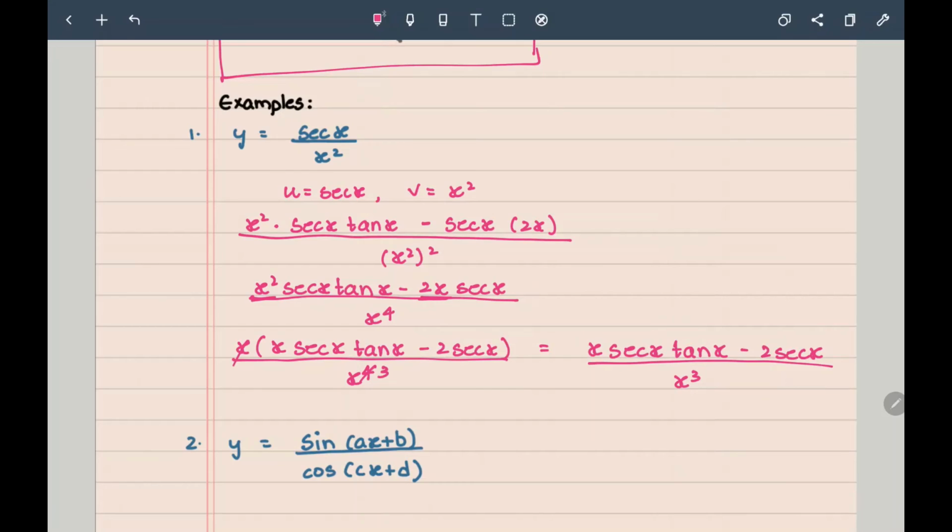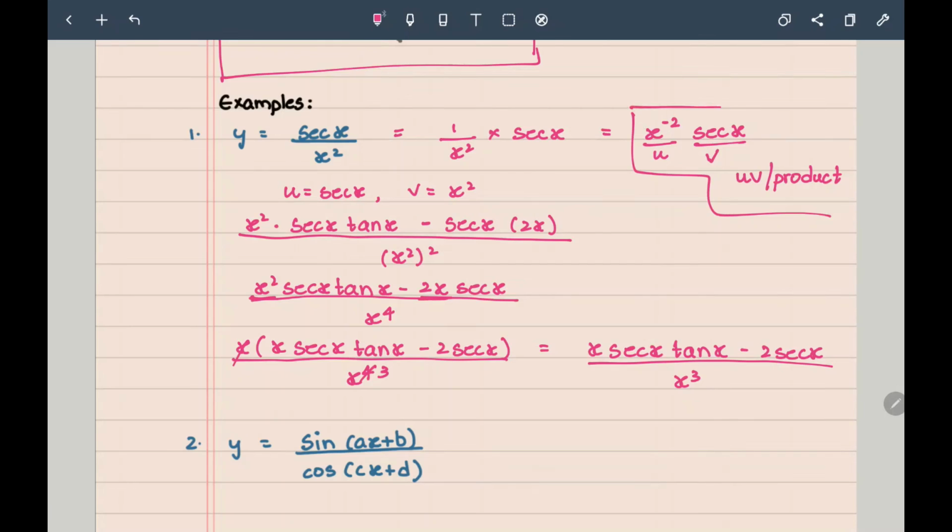Another method in which you can solve this is, you can rewrite this equation into 1 by x square into secant x, which can also be written as x power minus 2 into secant x. So here you can see that it is in the form of u into v. So you can apply uv rule, which is also called the product rule. You will get the same answer using both the rules, whether it is product rule or quotient rule. Try this method and do comment in the comment section.